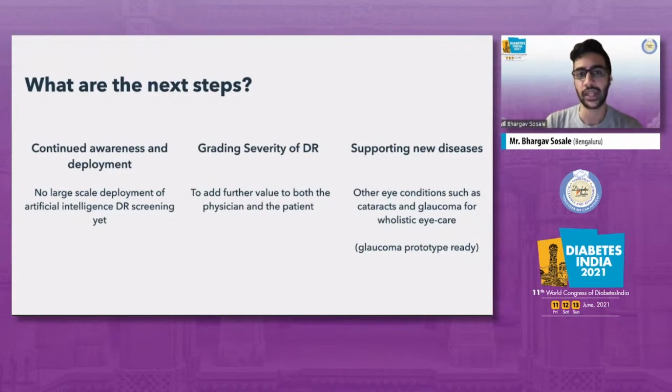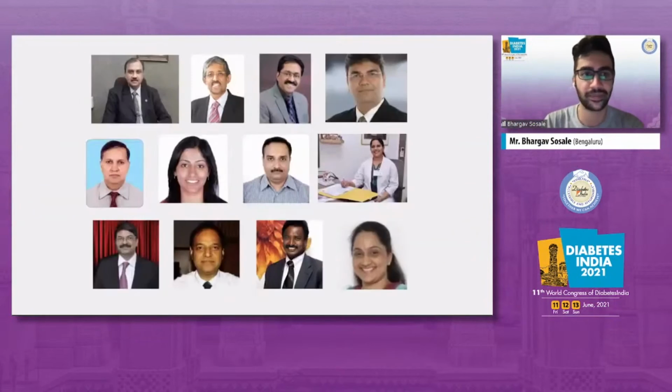And of course, it's also supporting new diseases. The same issues that we see with diabetic retinopathy also exist with other conditions such as glaucoma, where screening today is insufficient. So supporting new diseases via AI, such as glaucoma or cataract, can help provide holistic eye care, both at the level of the practitioner and the patient.